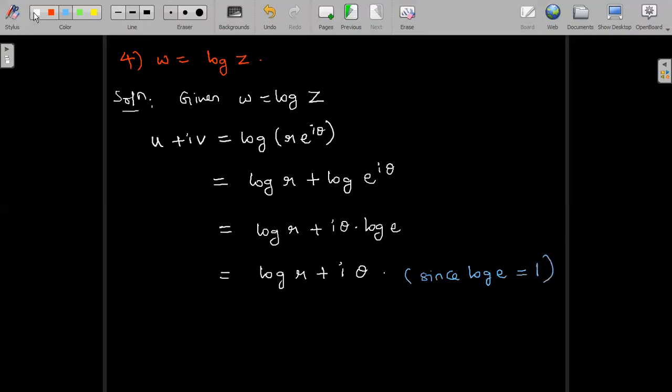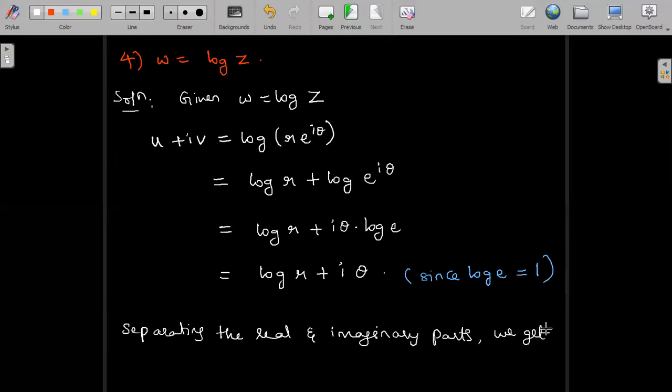So we are now able to separate the real and imaginary terms. So we can write down u and v from this. So separating the real and imaginary parts, we can get u and v values.